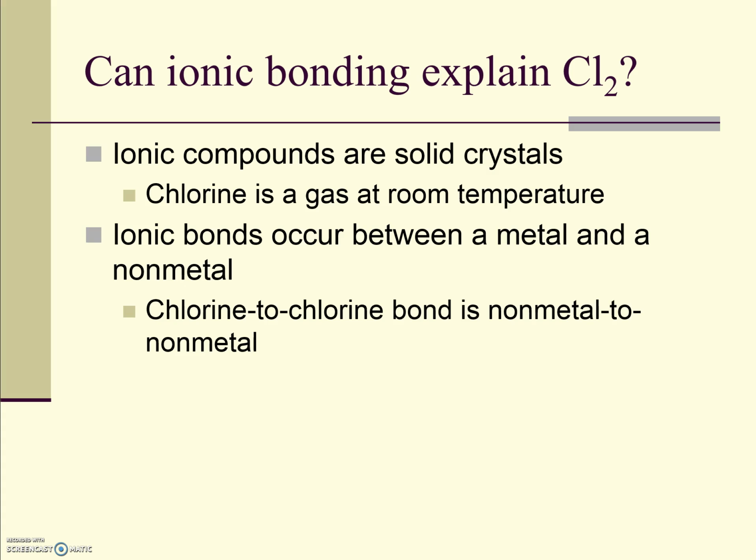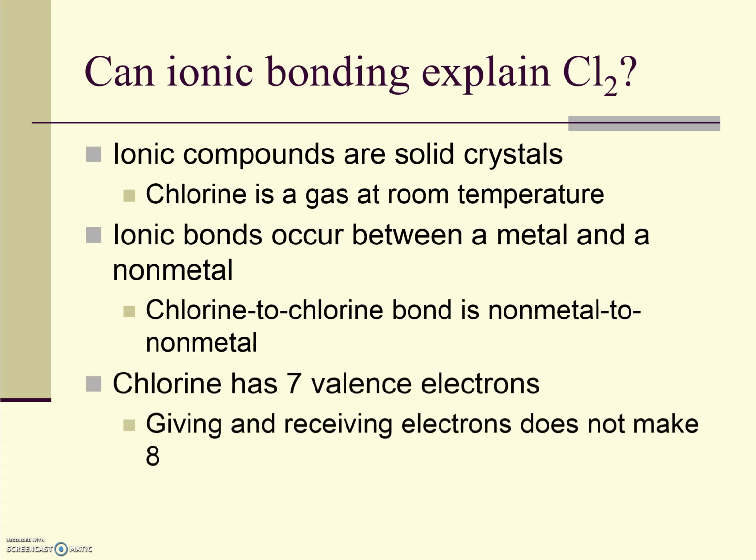Ionic bonds occur between a metal and a nonmetal. Well, chlorine is nonmetal to nonmetal, so chlorine is two nonmetals put together. Chlorine has 7 valence electrons, and if we take an electron from a chlorine and give it to another chlorine, well, that's great. One of the chlorines would have 8, but then the other one would only have 6. So this isn't going to work to explain how bonding takes place in chlorine. And so ionic bonding is: you have too many, you have too few, let's transfer an electron. And then because of electrostatic forces, I'm positive, you're negative, we're still going to hang out together.